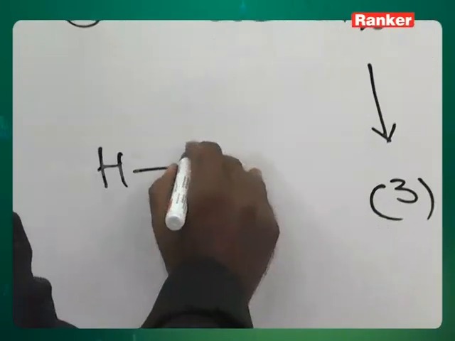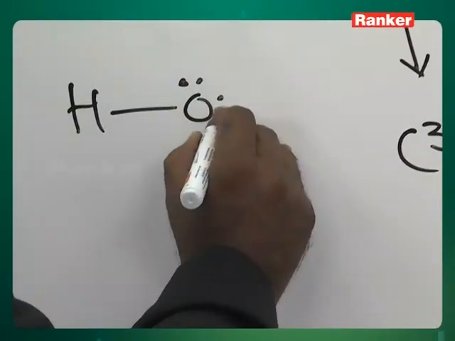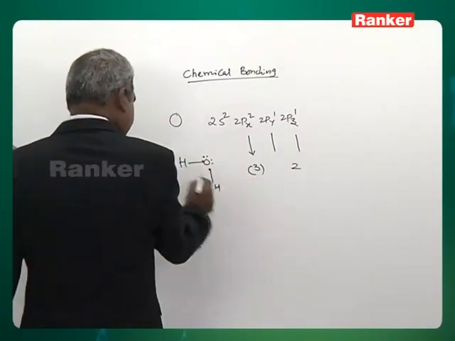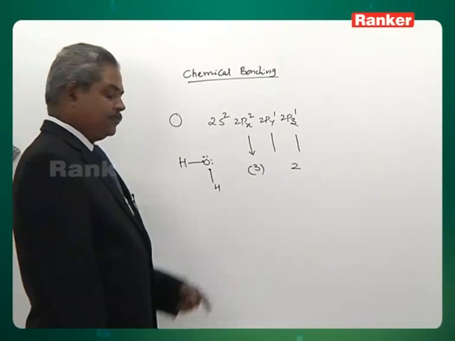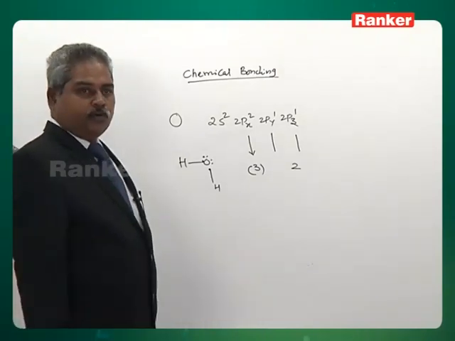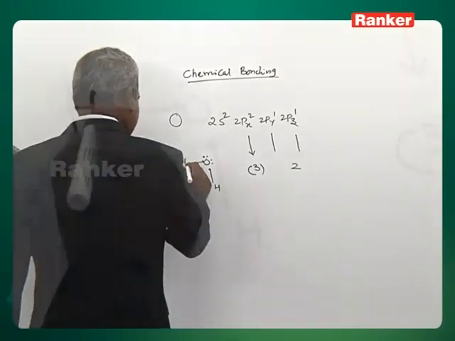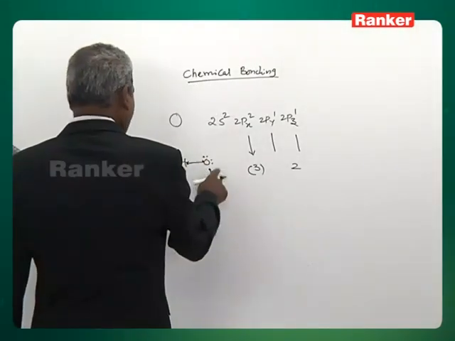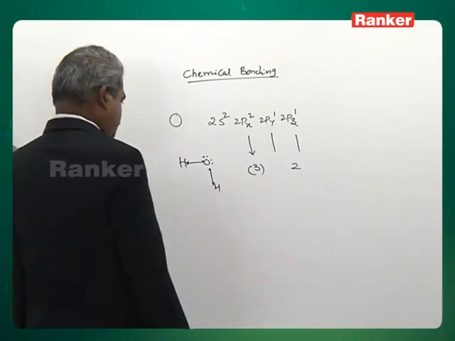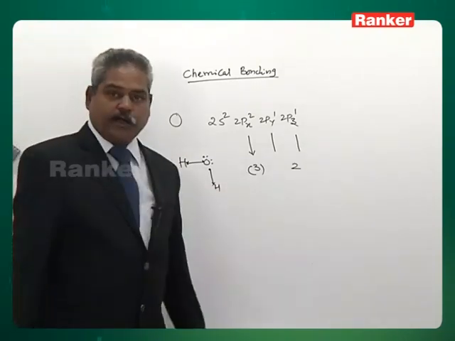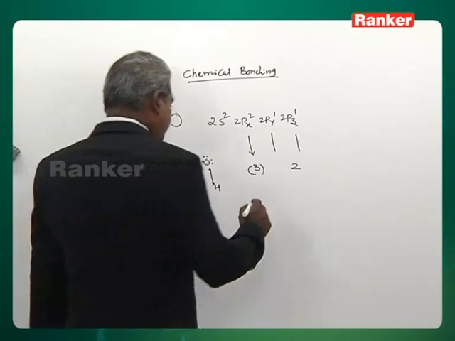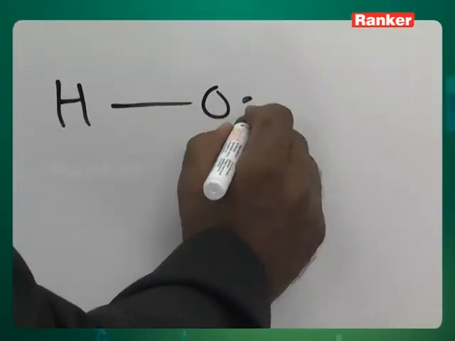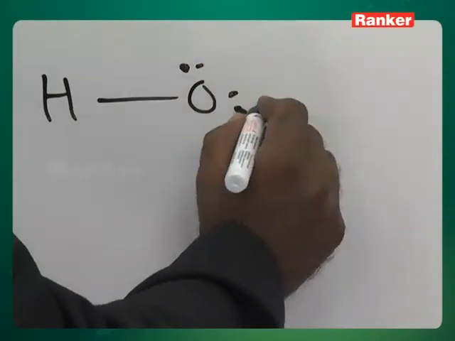H2O, where oxygen has two lone pairs, the pairs remain pairs, and the unpaired electrons are already shared with hydrogen. Two pairs and two unpaired electrons which are shared with hydrogen. So, you count the octet, 1, 2, 3, 4, 4 into 8 electrons. Now, what can this water molecule do? It will donate one lone pair, H-O-H, H plus.